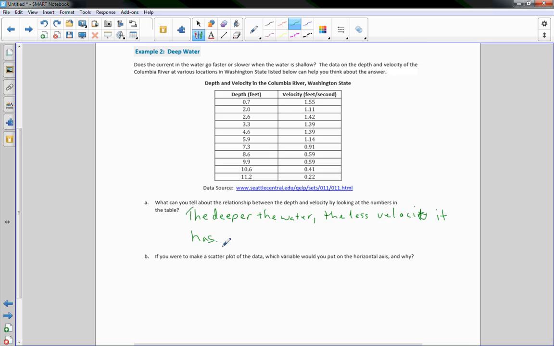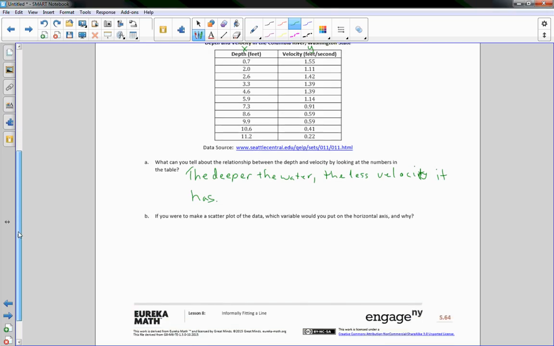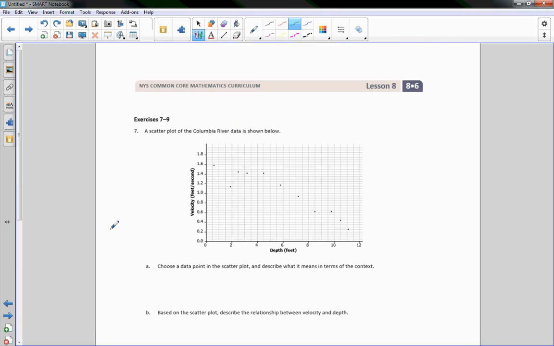B says, if you were to make a scatter plot of the data, which value would you put on the horizontal axis and why? Well, I would put depth as X, and I'd put velocity as Y. And the reason is, it depends on how deep the water is, what the velocity is doing, so the depth is the independent variable and the velocity is the dependent variable. Okay. Let's move on. I'm not going to write that.